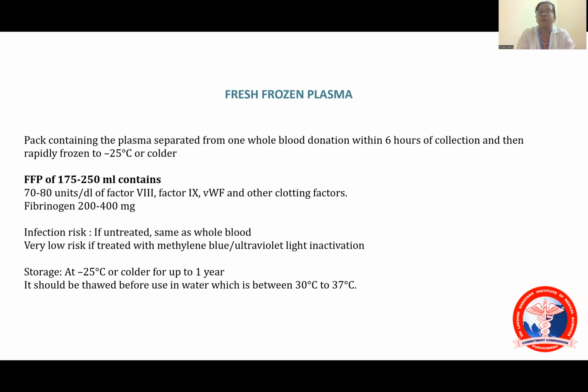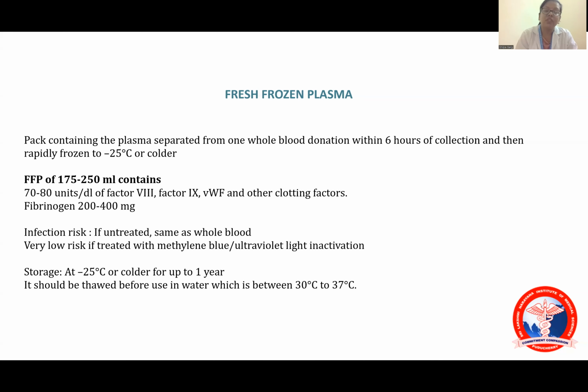Next portion is fresh frozen plasma, or commonly called FFP. It is a pack containing the plasma separated from one whole blood donation within 6 hours of collection and then rapidly frozen to minus 25 degrees Celsius or colder. FFP of 175 to 250 ml contains 70 to 80 units per deciliter of factor 8, factor 9, von Willebrand factor, and other clotting factors. So it is a clotting factor rich concentrate. Fibrinogen is around 200 to 400 mg. Infection risk, if untreated, is same as that of whole blood.